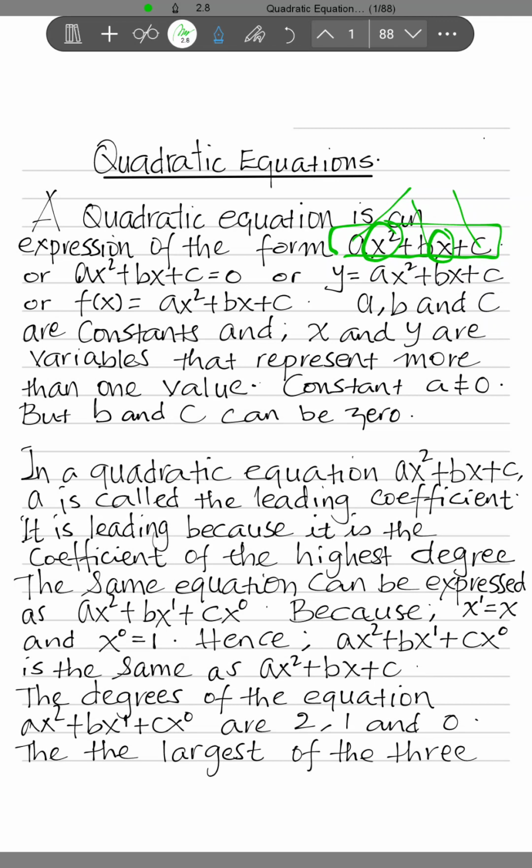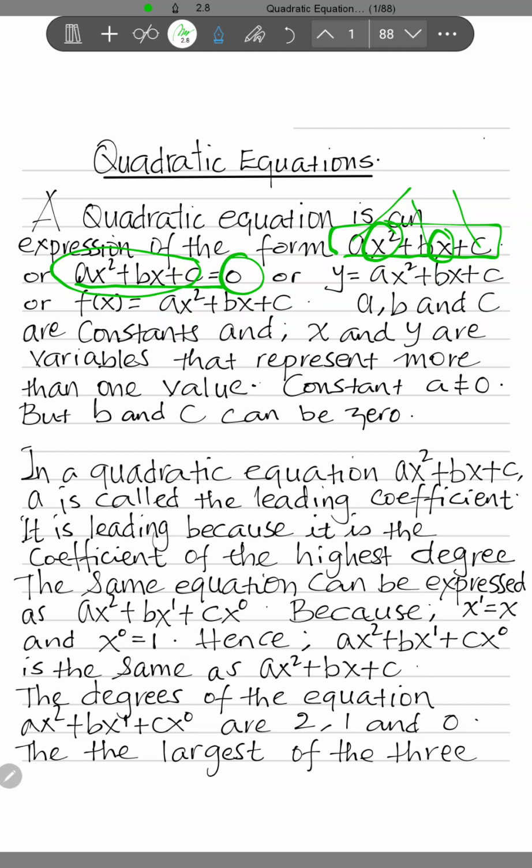We can also write a quadratic equation in the form ax squared plus bx plus c is equal to 0. This is an equation form. When we have to solve a given quadratic equation, we need to compare the expression here in terms of a certain other expression or number. This is an equation form.